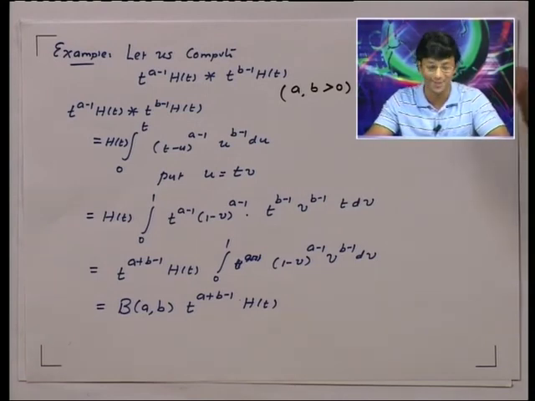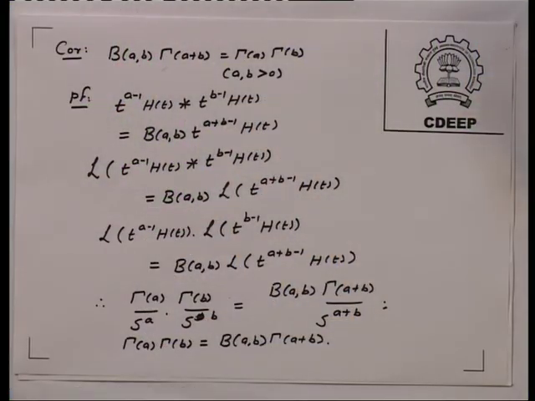Not sure whether you are so eager, but it is one of the most important things. And so let us look at this. So the corollary is: beta of a, b times gamma of a plus b equals gamma a times gamma b. The proof is exactly what is spelled out. Let us go over it once again.